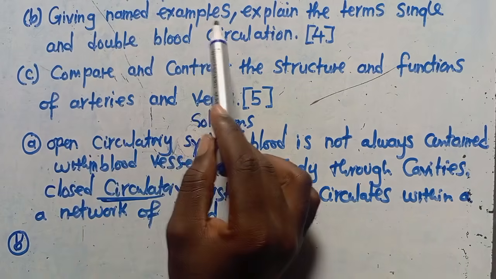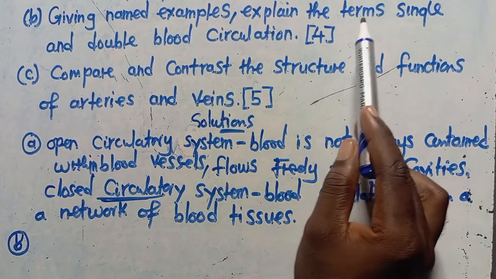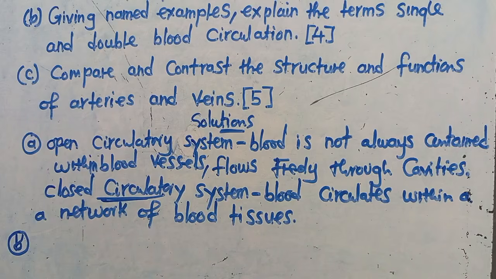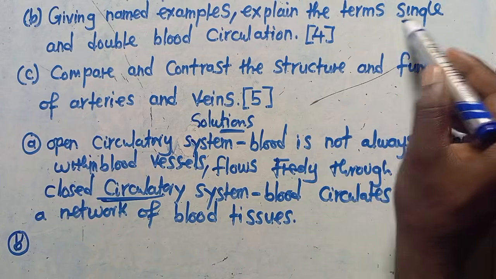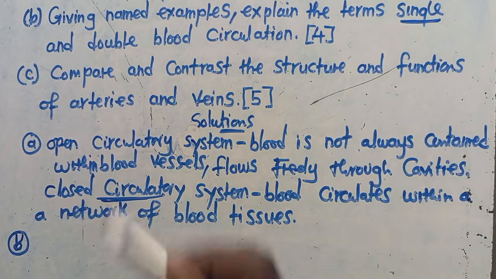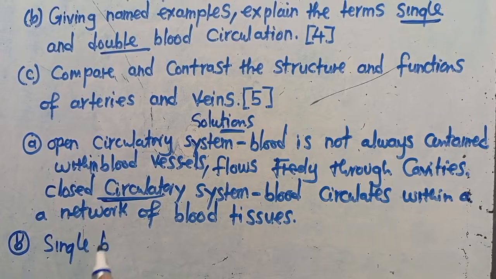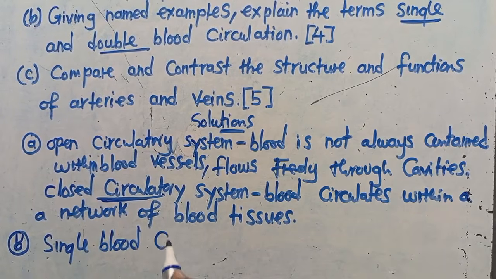Giving named examples, explain the terms single and double blood circulation. What do they mean when they say single blood circulation and double blood circulation? Even as you are explaining, we need to be giving examples. So what do we mean when we say single blood circulation? What is single blood circulation?